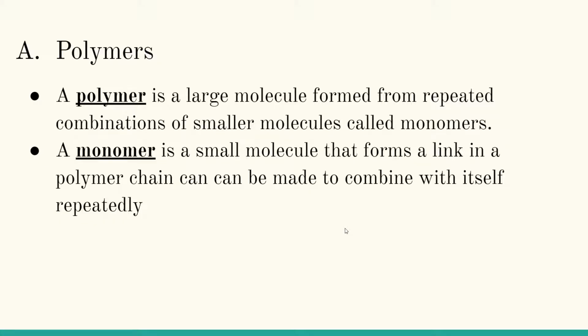And we're going to start off with two words that we have learned already: polymer and monomer. So we've learned this quite a while ago. A polymer is a large molecule formed from repeated combinations of smaller molecules called monomers. And the monomer is the small molecule that forms a link in the polymer chain. So a polymer is the chain, and a monomer is the link in the chain. There are actually quite a lot of polymers, both organic and non-organic. We're going to go through a couple examples right now, but just keep in mind, a polymer is a chain, and a monomer is a link in the chain.